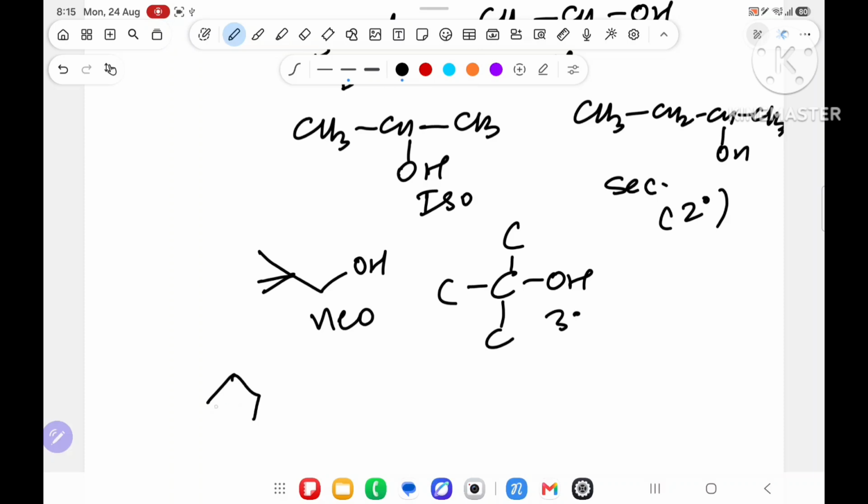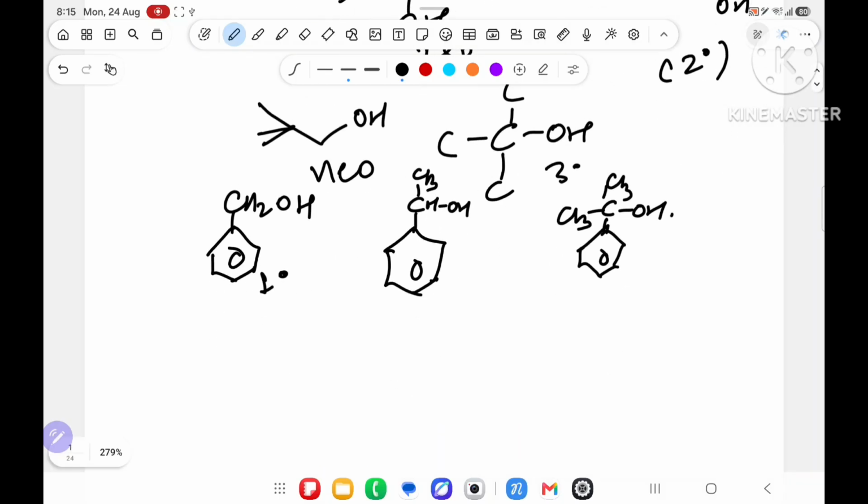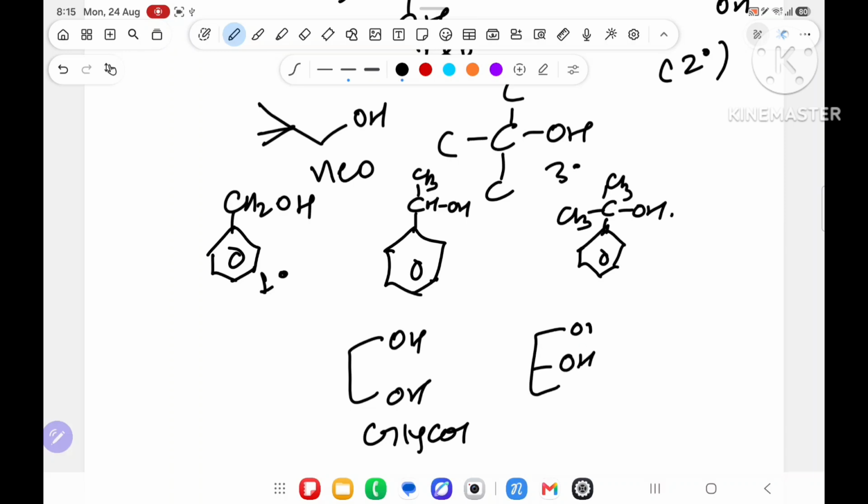After that, you know that whenever I will write over here CH2OH, it is known as 1 degree benzylic alcohol. Suppose I will write over here CH3CH2OH, 2 degree benzylic alcohol. Over here CH3OH, 3 degree benzylic alcohol. As well as you know that this alcohol is known as glycol and this alcohol is known as glycerol.